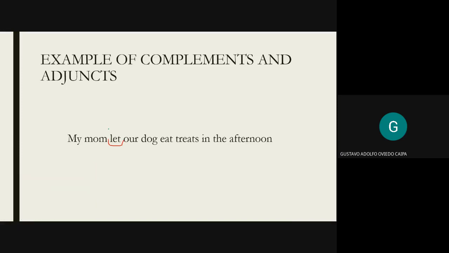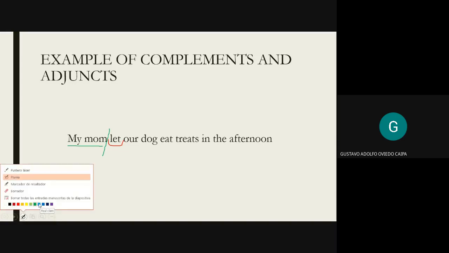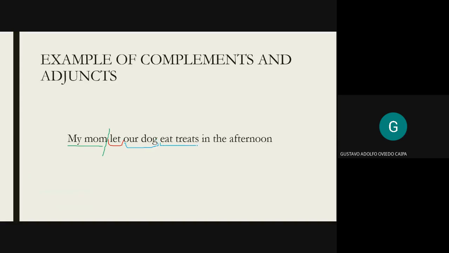So what are going to be the complements of this verb? We're going to begin from here. The subject of the verb is always a complement, so that is not even a question. But what from these elements right here are complements? So first of all, let's identify the sections. So we can say that our dog is one of those sections or phrases. Eat treats is another one of those sections, and in the afternoon is another one of those sections.